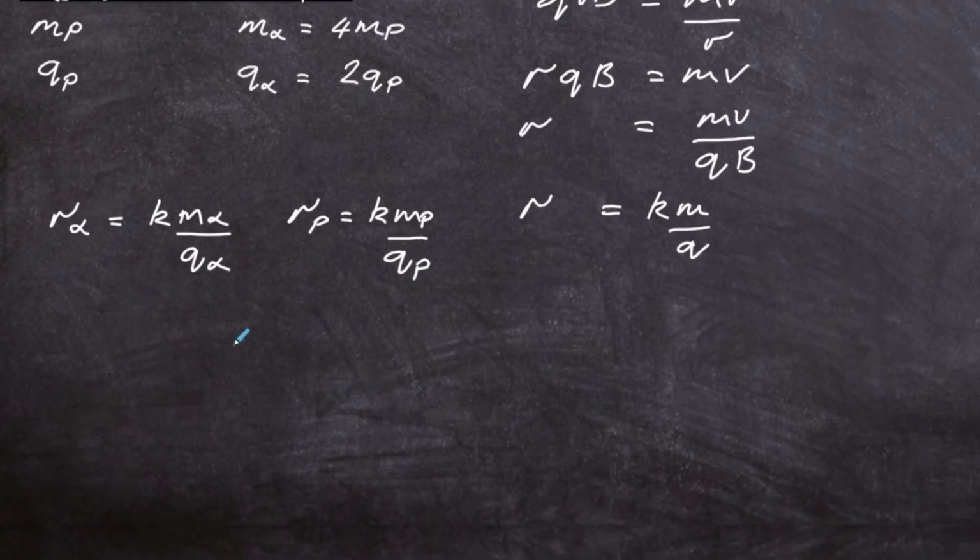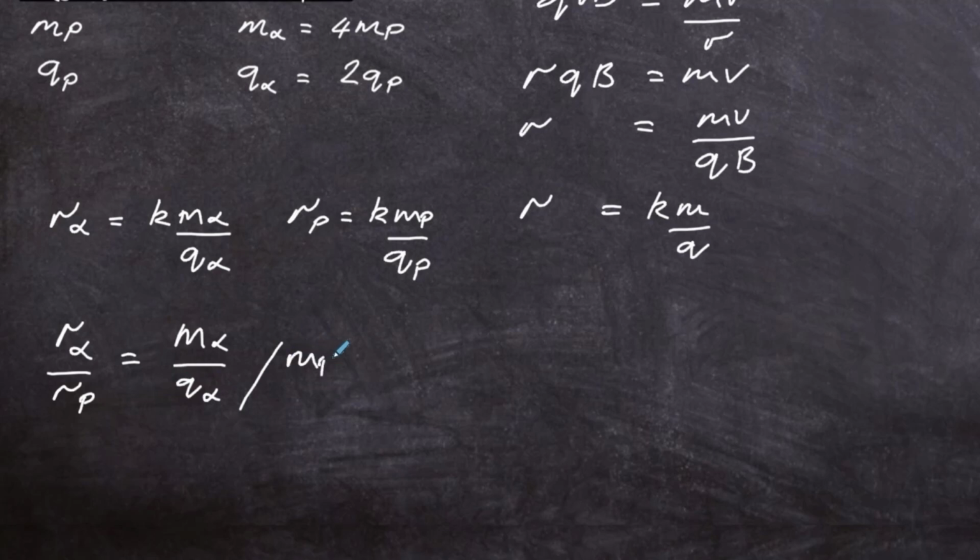Now we can take a ratio. The ratio of the radius of the alpha particle divided by the radius of the proton is going to equal, in this case, the 2 k's will cancel. You're going to have m alpha over Q alpha divided by mP over QP. The two constants k cancel. And we have the following: m alpha divided by Q alpha, and that's going to be multiplied by, remember, if you're dividing by a fraction, you invert it. So it's going to be QP, the charge of the proton, divided by the mass of the proton.